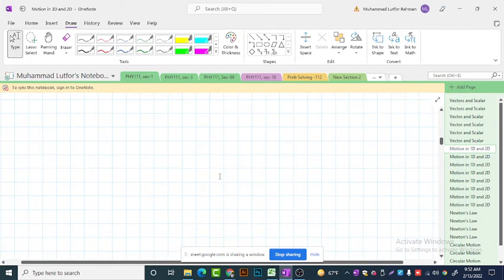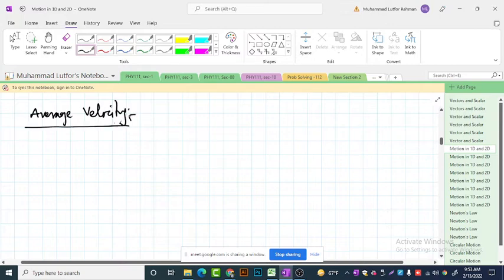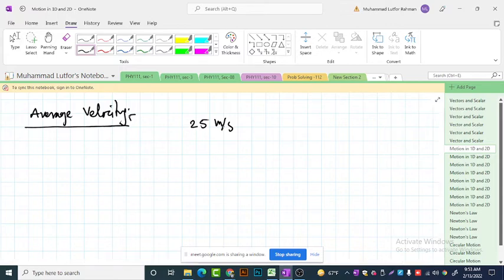All right, so now we are going to talk about another parameter, which we define as the average velocity. Say you are driving on a road with your brand new car and your speed is say 25 meter per second. It's only to understand; you can choose any speed.